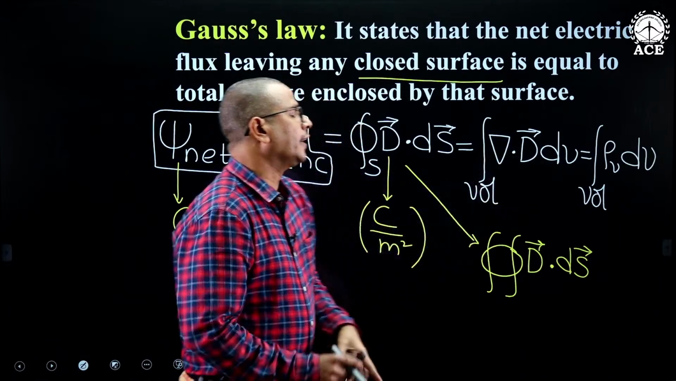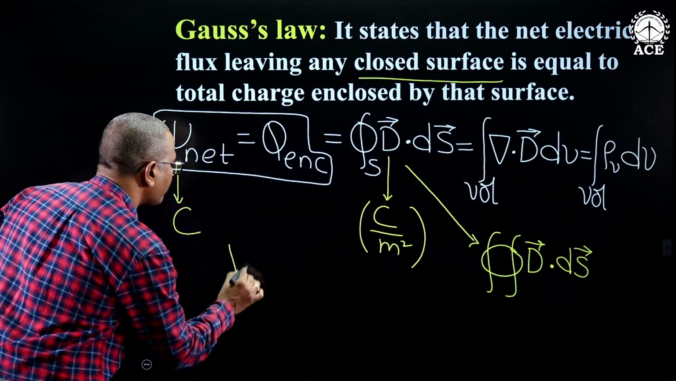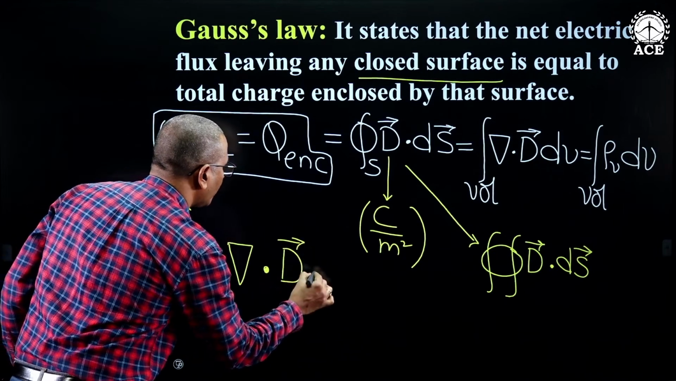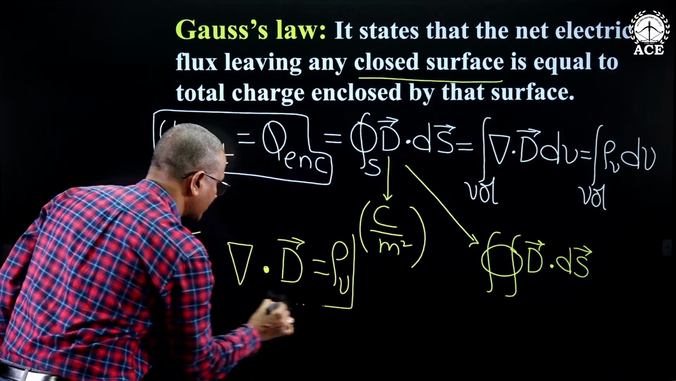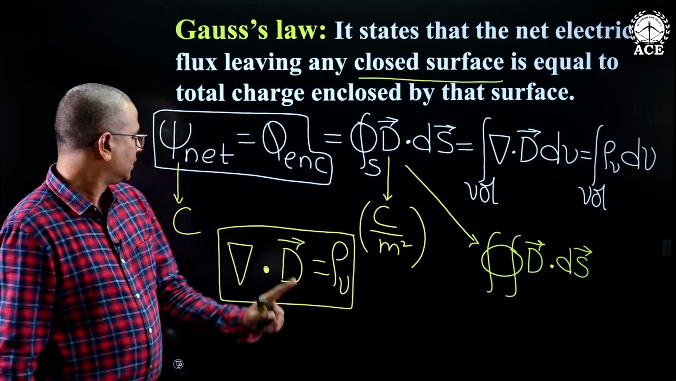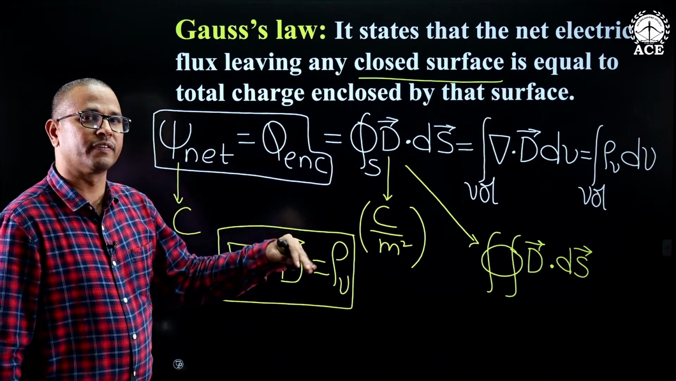Also, we have written del dot D bar equal to rho v. This is generally called the differential form of Gauss law. Dear students, this is one of Maxwell's equations given by James Clerk Maxwell. From the divergence property we can have it; at the end I'll give you the conclusion of Maxwell's equations. By substituting rho v here, I can write the Gauss law in full form.